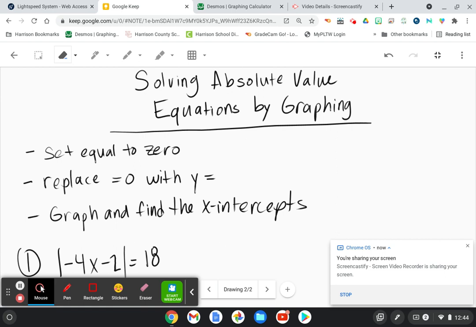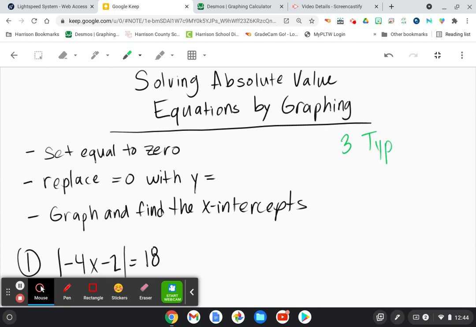So the steps, we're first going to set the equation equal to 0. You're going to replace equals 0 with y equals, and you're going to graph and find the x-intercepts. So the x-intercepts are actually the solutions. Because of that, there are 3 types of solutions. You can have one solution if there's one x-intercept, 2 solutions if there are 2 x-intercepts, or no solutions if there are no x-intercepts.